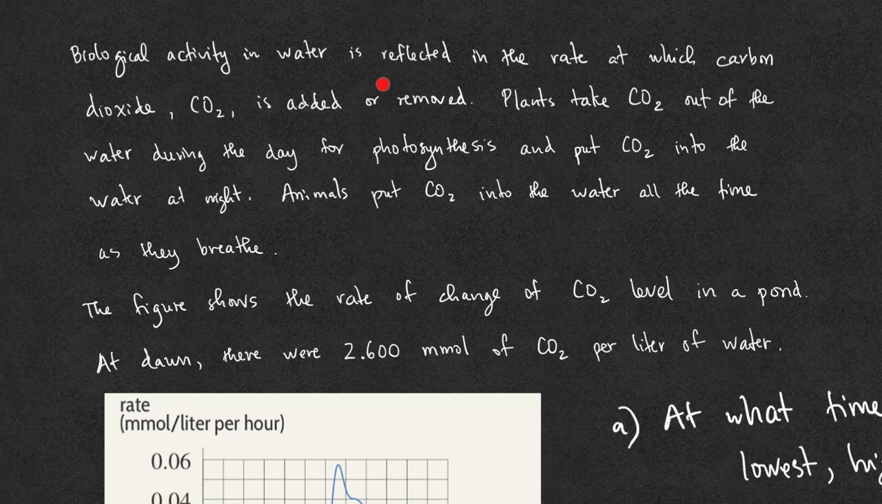Biological activity in water is reflected in the rate at which carbon dioxide, CO2, is added or removed. Plants take CO2 out of the water during the day for photosynthesis and put CO2 into the water at night. Animals put CO2 into the water all the time as they breathe. The figure shows the rate of change of CO2 level in a pond.